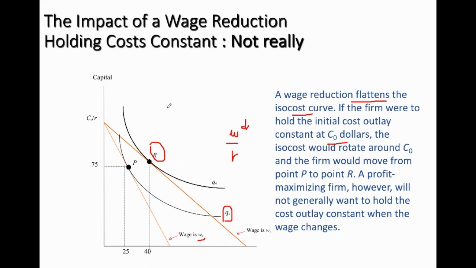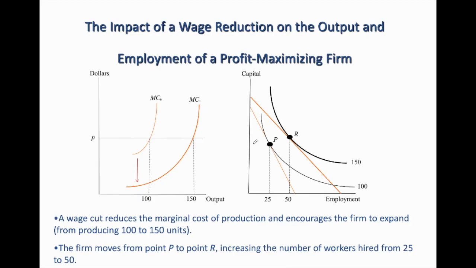So what this diagram tells us is one possibility: if the firm wants to maintain the same cost outlay, then the wage rate reduction is indicated by a rotation of the isocost. However, that is not usually the normal case. So what is more realistic in the case of a wage reduction?